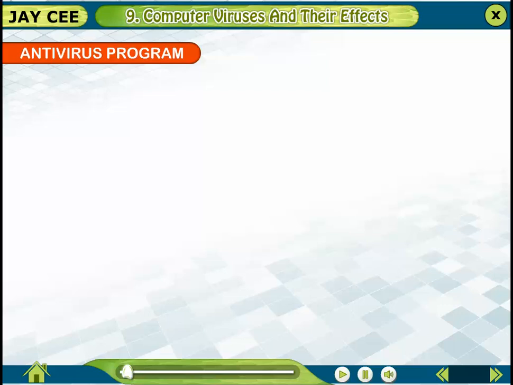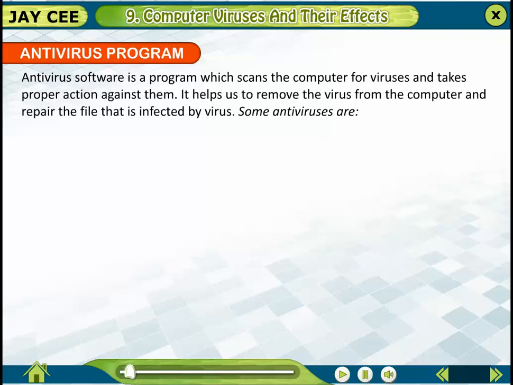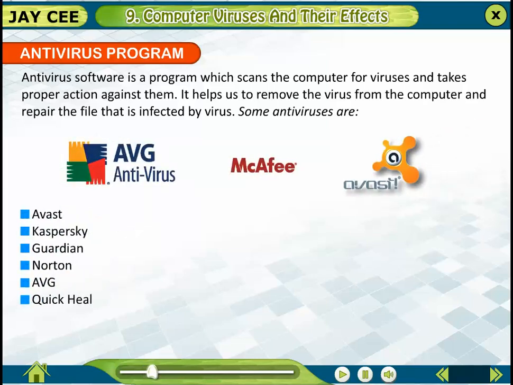Antivirus program. Antivirus software is a program which scans the computer for viruses and takes proper action against them. It helps us to remove the virus from the computer and repair the file that is infected by virus. Some antiviruses are Avast, Kaspersky, Guardian, Norton, AVG, Quick Heal.